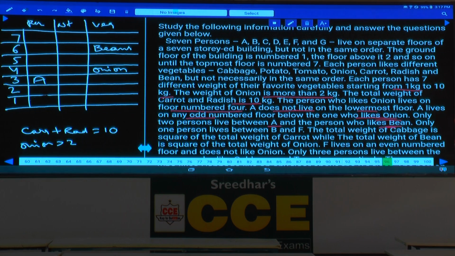Only 1 person lives between B and F. Between B and F there must be exactly 1 person, so B, blank, F in any order. As of now, we could not fix this one. The total weight of cabbage is the square of the total weight of carrot.